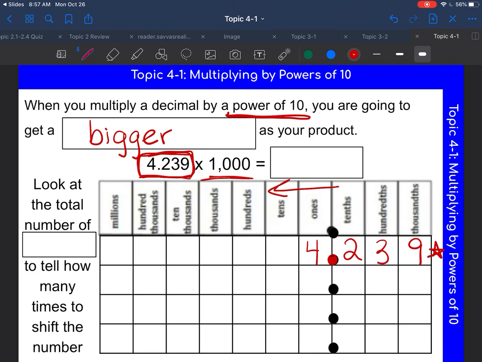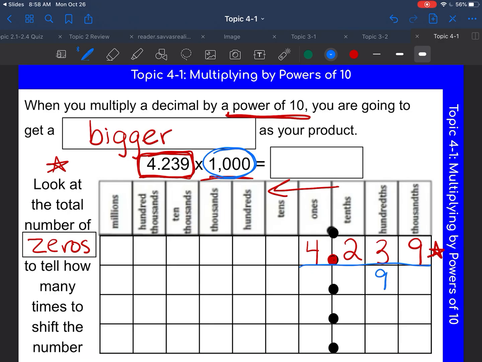Now, how many times am I going to shift this number over? If you look over here, it says look at the total number of zeros to tell you how many times to shift the number. I'm going to shift 4 and 239 thousandths towards the bigger numbers because I'm multiplying by 1,000. How many zeros does 1,000 have? It has 3 zeros. So I'm going to shift it through the place values towards the bigger numbers, 3 times.